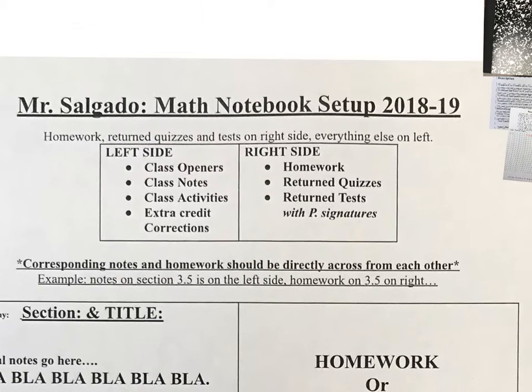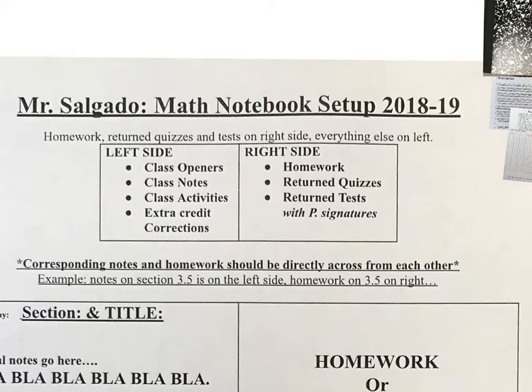So your notebook, as you open it up, has a left side and a right side. If you read right here, homework, return quizzes, and tests go on the right side, everything else on the left side. So everything that's actually a strong chunk of your grade, like homework, goes on the right side. Return quizzes on the right side. Return tests on the right side. By the way, get a parent signature whenever you get a graded test or quiz back and tape it into the right side. Everything else goes on the left side.